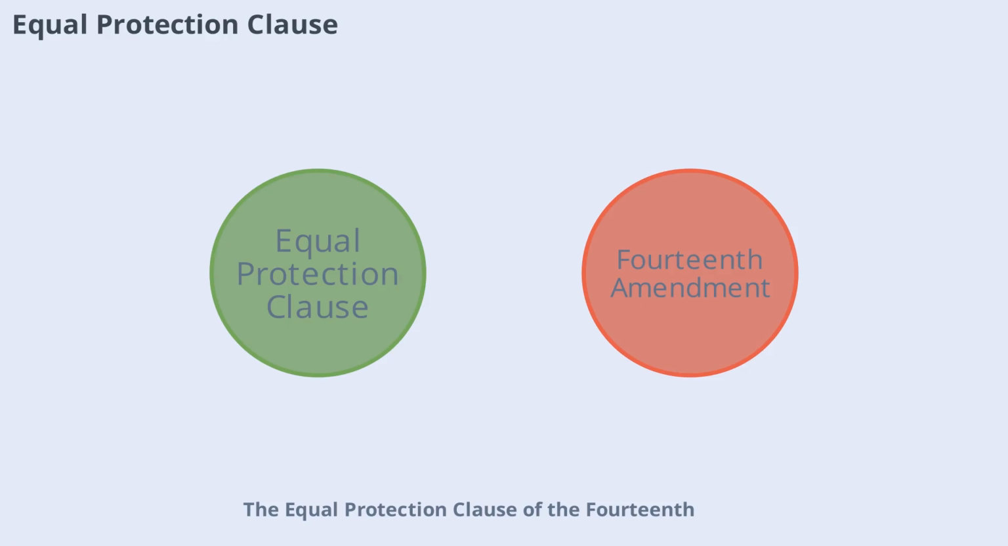The Equal Protection Clause of the 14th Amendment has been central to many landmark decisions, including Brown v. Board and Obergefell v. Hodges. It guarantees that no state shall deny any person the equal protection of the laws. This clause has been used to strike down discriminatory practices and expand civil rights for all Americans.